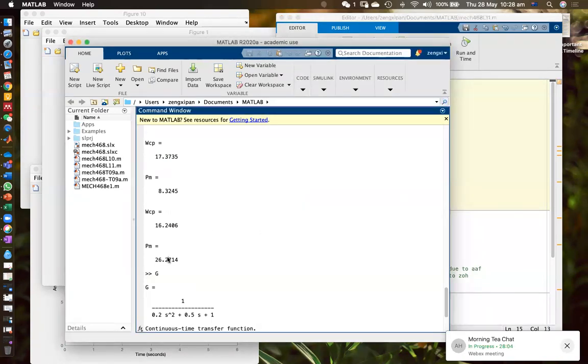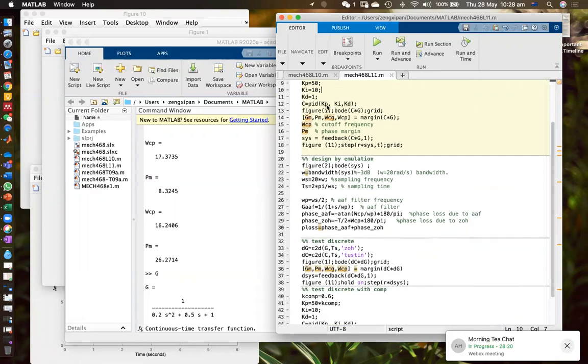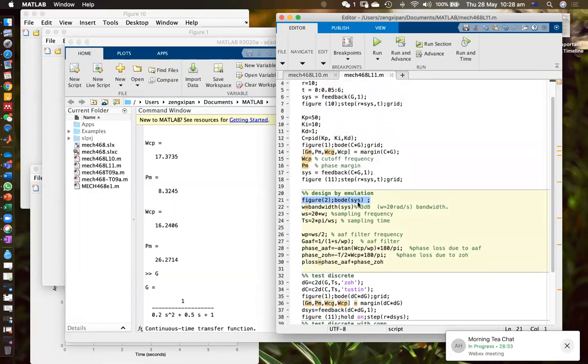And remember this 26. Now, the next step is we have to do the design by emulation. So this is our controller, the perfect controller. We wanted to have this. However, we wanted to have this in our computer. So how do we get a computer digital controller to do exactly that? Firstly, we have to select our sampling frequency. So I do another Bode diagram. Remember, this Bode diagram is for the system. That's for the closed loop. Okay, you have the feedback. So the system is feedback.